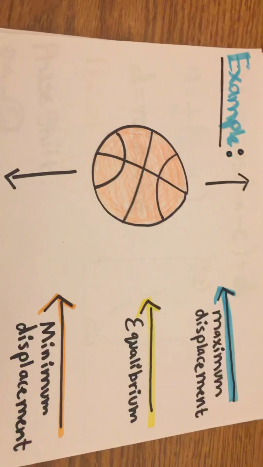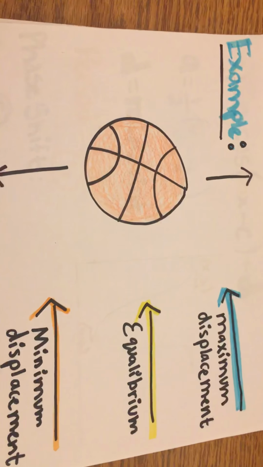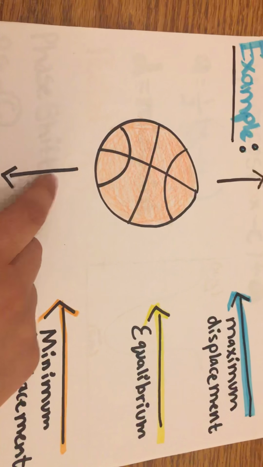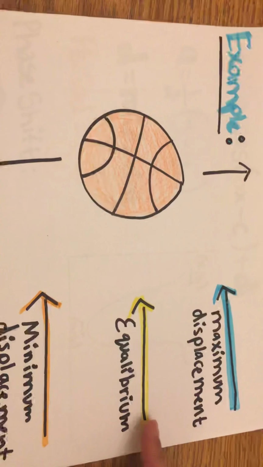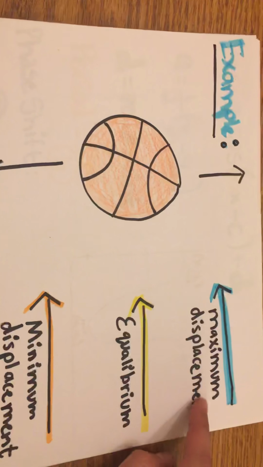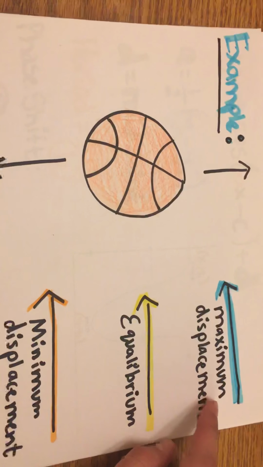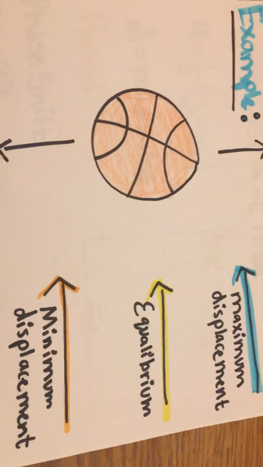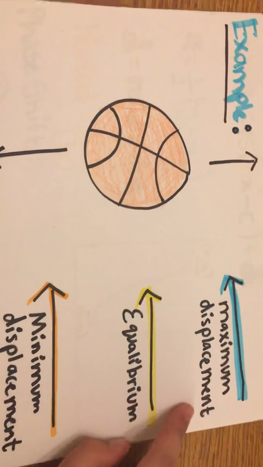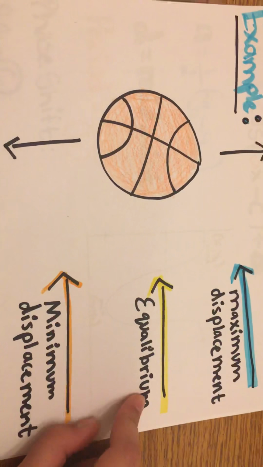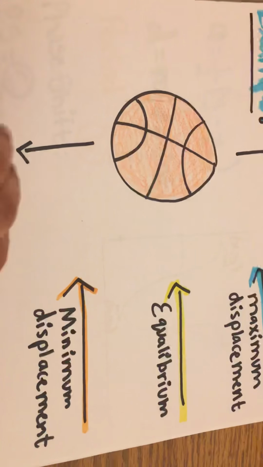Another example could be if you bounce a basketball. As you bounce the basketball, it will go to equilibrium, and after it passes equilibrium, it will go to its maximum displacement. And after reaching its maximum displacement, gravity will again put it down to equilibrium, and then back to its minimum displacement.